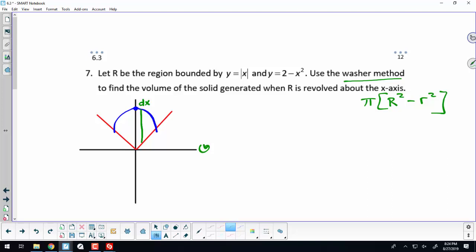So I guess we can address either way. So say we're not utilizing symmetry here, then we have to find these points of intersection.